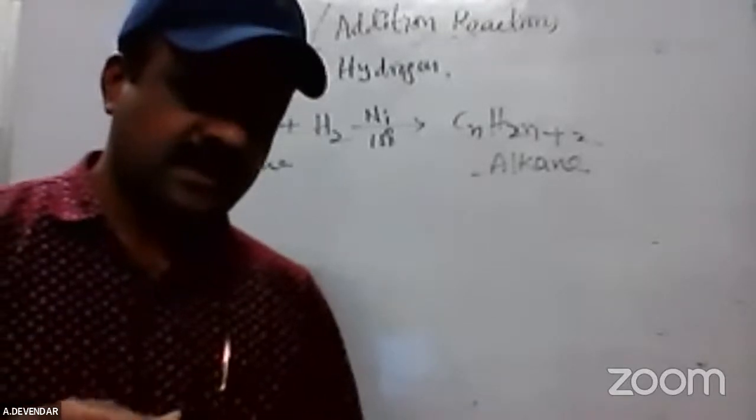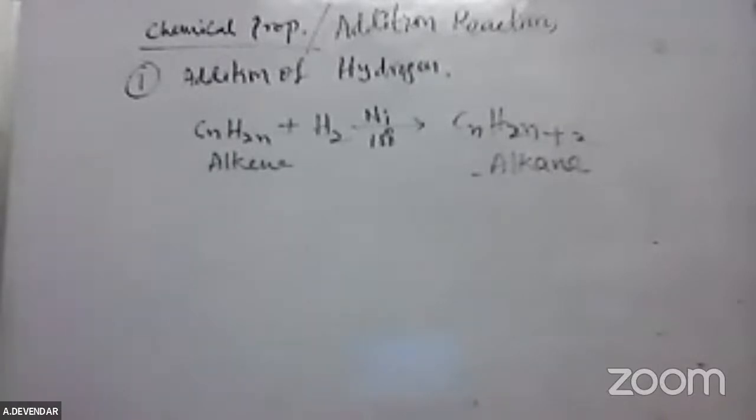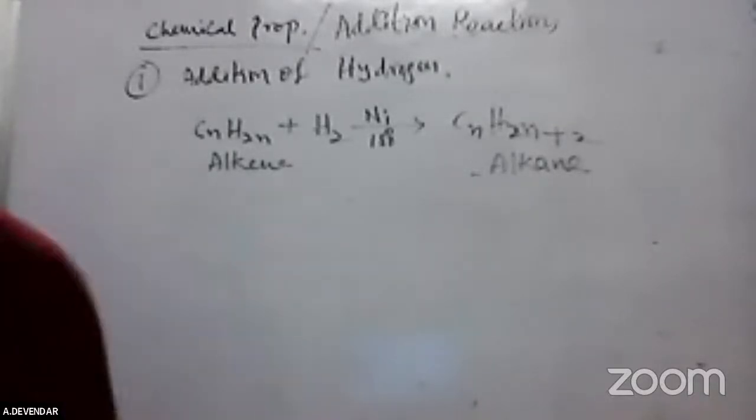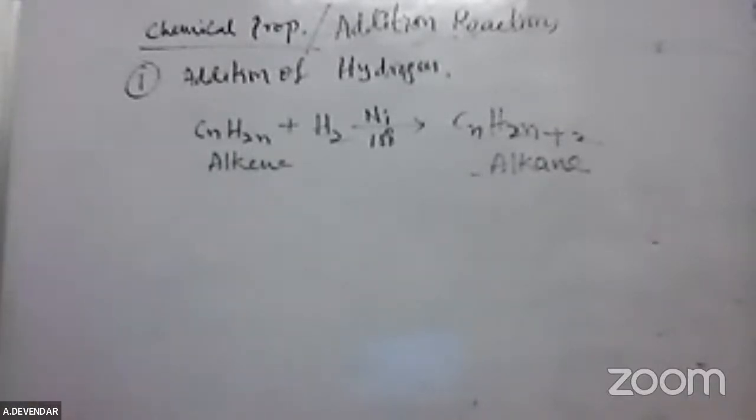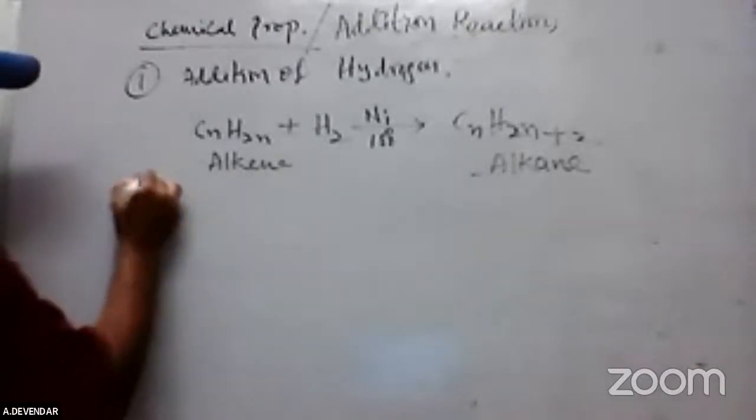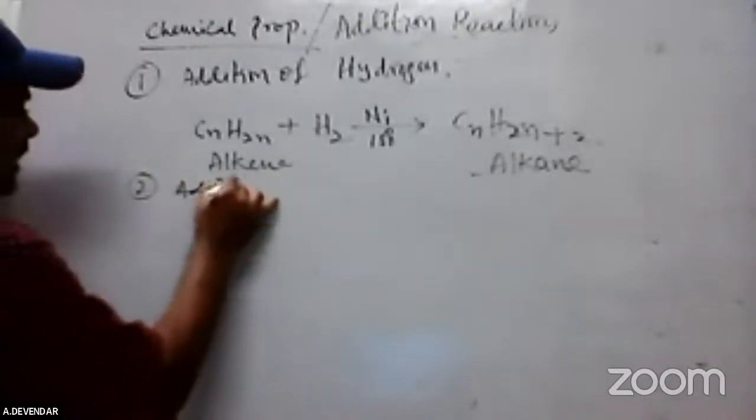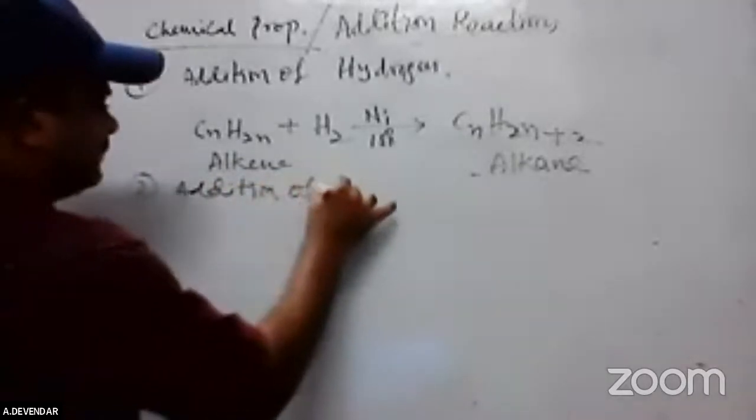So in this case, the first is called hydrogenation. With hydrogenation, we get the alkanes. Next, addition of hydrogen halide.